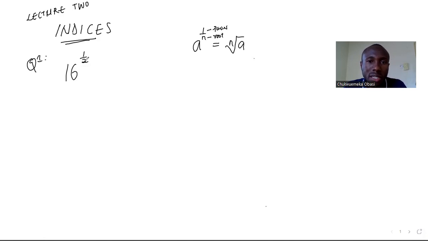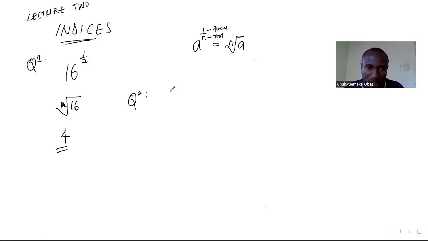We will take this n as our root and this 1 as the power. So this is going to become the nth root of a. In this case, the 1 is the power and here we have 2 as the root. So this is going to be the square root of 16. But this 2 does not really matter because this is the same thing as square root. So what is the square root of 16? The answer is 4.